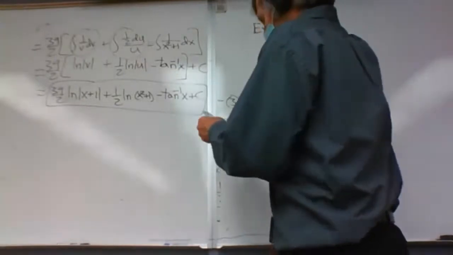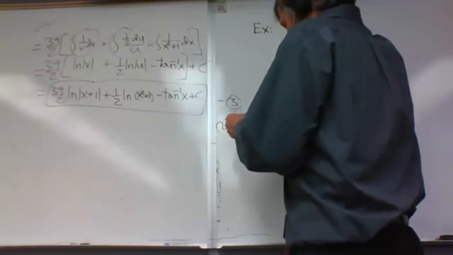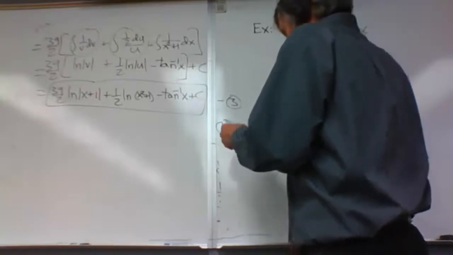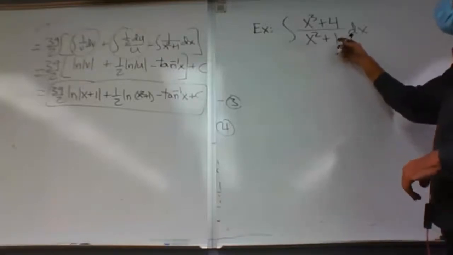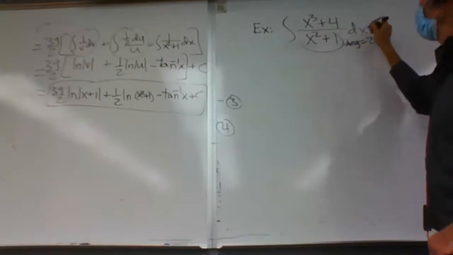Then there's this kind of integral: x cubed plus 4 over x squared plus 1. I'll pick a similar denominator. How about that one? This one I can't do partial fractions immediately. Why not? Yeah, I need the degree of the bottom to be higher than the top.